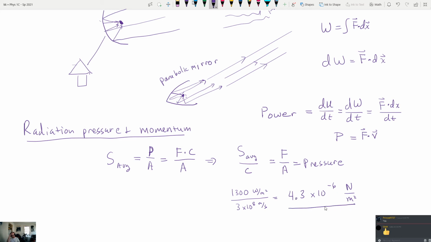That means if you had an area that was 1,000,000 square meters, the total force of the sun on that location would be about 4.3 newtons, which isn't much, right? That's about 1 pound. So you need to have, what is that? What's the square root of 1,000,000? Is it 1,000? Yeah, it has to be, right?